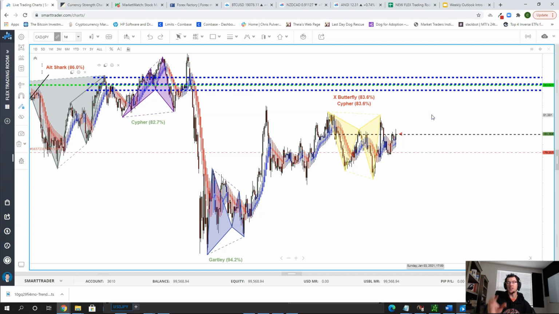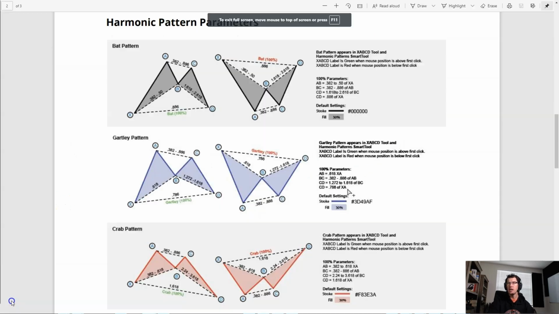It's high probability stuff. The key for all of you out there that are interested in this strategy is find the harmonic pattern. All right. And one thing I'll do before I go is I will show you my little cheat sheet for the harmonic pattern. So we have a bat pattern, we have a Gartley pattern, we have a crab pattern.